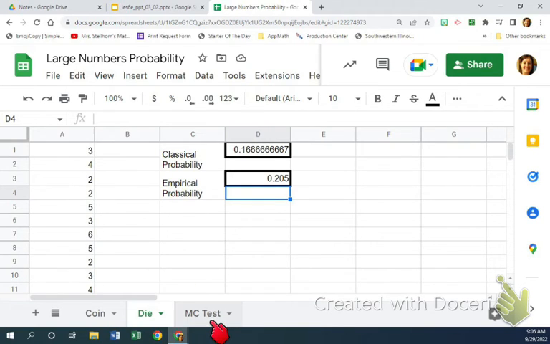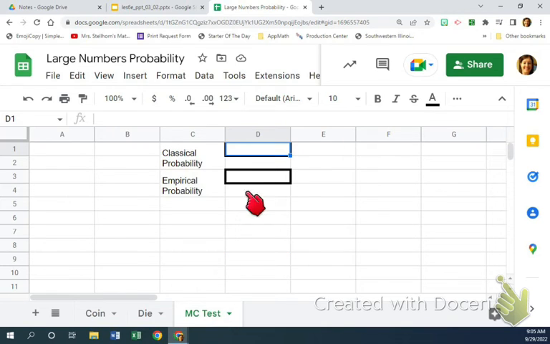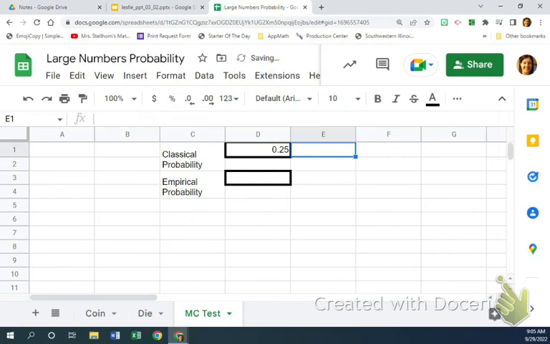That's not all. Let's go to the multiple choice test. We're going to do only 4 selections. So the probability to get the right answer is 1 out of 4. Let's put a thing off to the side. Okay, we're going to let A be 1, B be 2, C be 3, D be 4. That'll be our answer key.